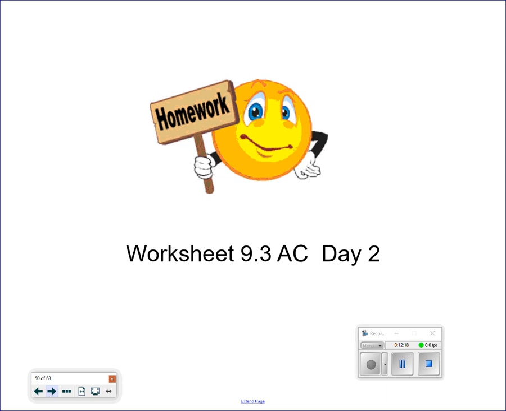Again, homework assignment 9.3 AC day 2. Now we just change the restraints. So instead of getting only 1 quadrant for each answer, now you're going to have 2 quadrants for each answer.